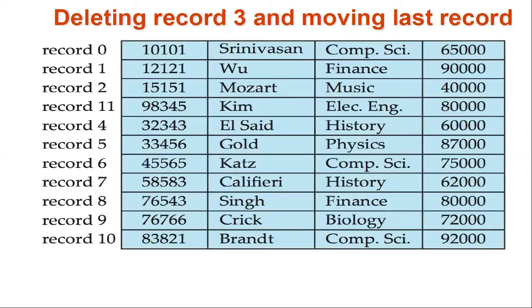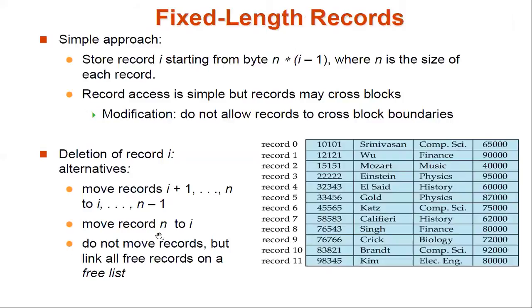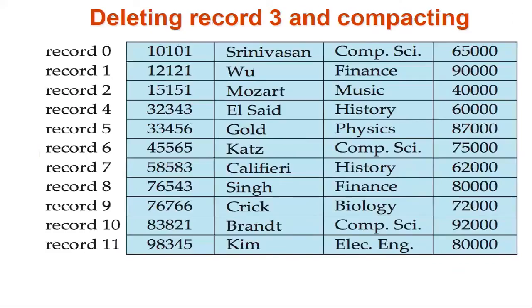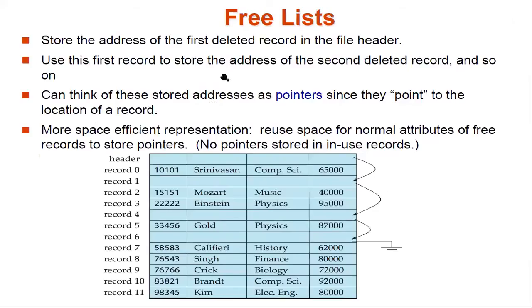Then what is the third approach here? Do not move the records, but link all free records on a free list. This is another alternative method you can perform on fixed length records. There is another concept involved in the free list: you will have a separate record called the header. When you delete a particular record, the first deleted record's information, or address, will be saved in the header.